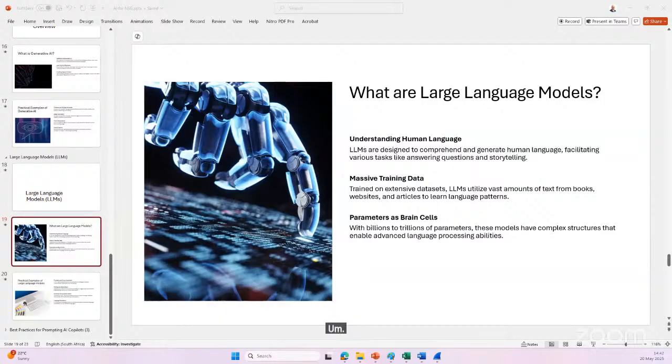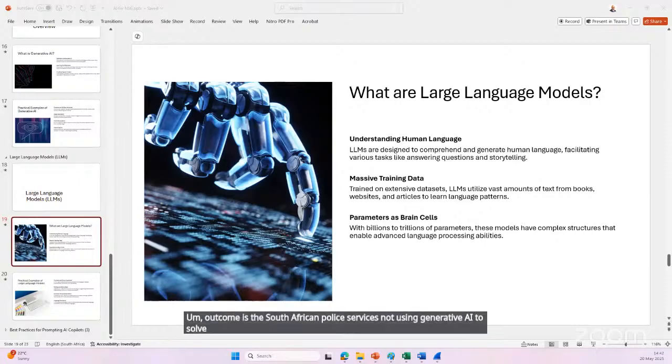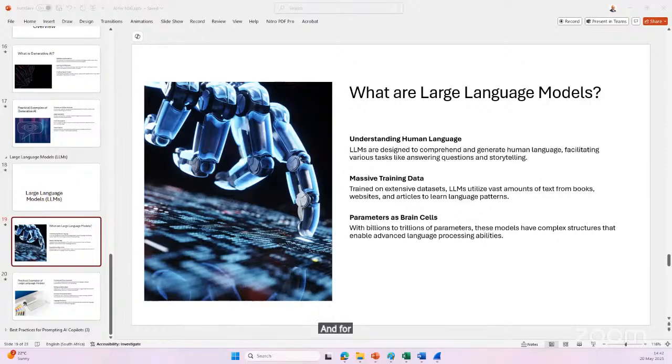How come the South African Police Service is not using generative AI to solve crime-related cases and for investigation simulation? Okay. So I can speculate on the answer. I can't give you a definitive answer, but I can speculate.